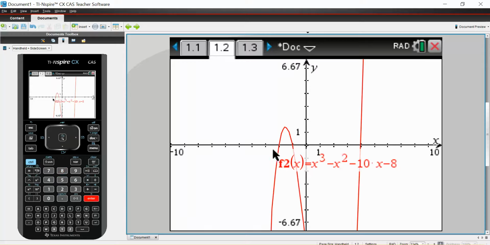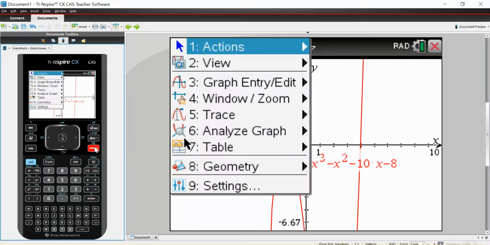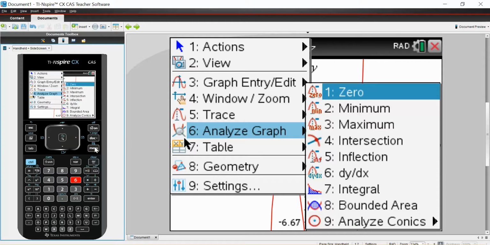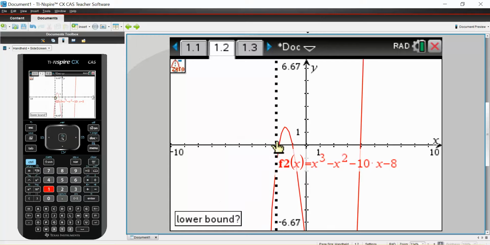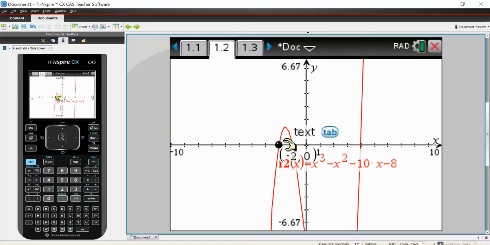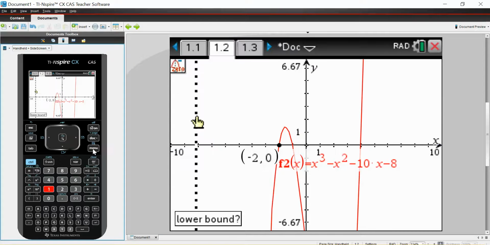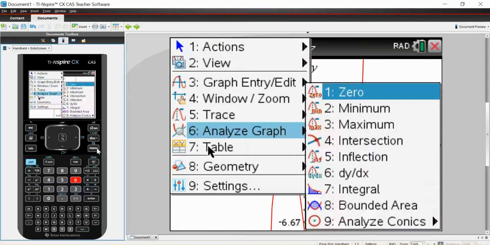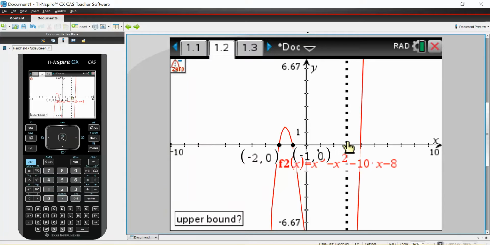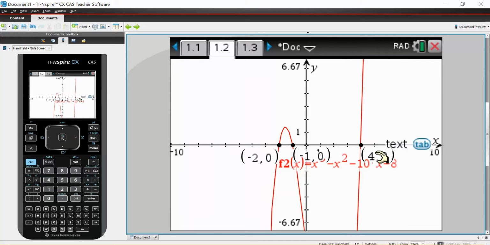Okay, and you can then find the x-intercepts for these. So remember to find the x-intercepts, you can go menu, analyze graph, zero, which is number 1, so 6, 1, and we can pick left to the right, and you get negative 2, 0. You can do it again, so menu, 6, 1, and then you pick a point from the left of the intercept, a point on the right of the intercept, and you get negative 1, 0. Then you do it again, menu 6, 1, and you get 4, 0. Okay, so we got negative 2, negative 1, 4. Up to you, however you want to do it.